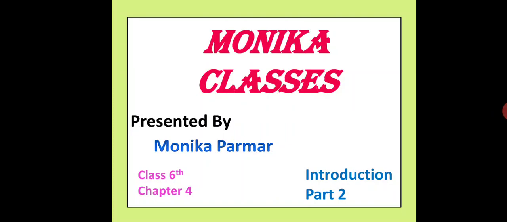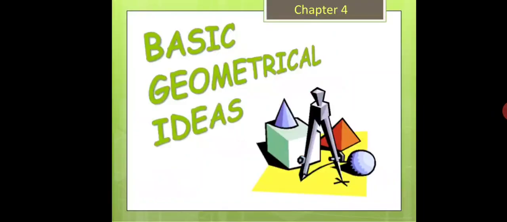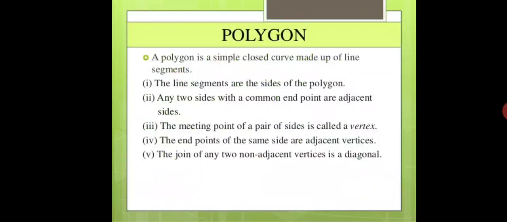Today we will continue chapter 4, Basic Geometrical Ideas, Introduction Part 2. In this chapter, we have already learned line segment, ray, intersecting lines and parallel lines. Now, today we understand our next topic, polygon.